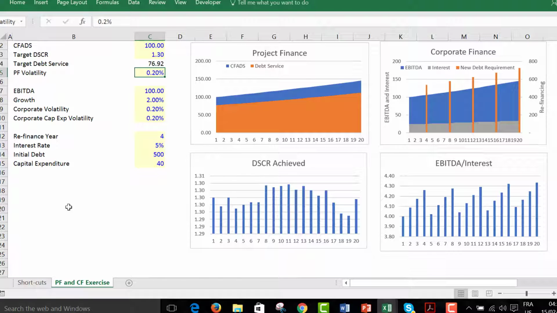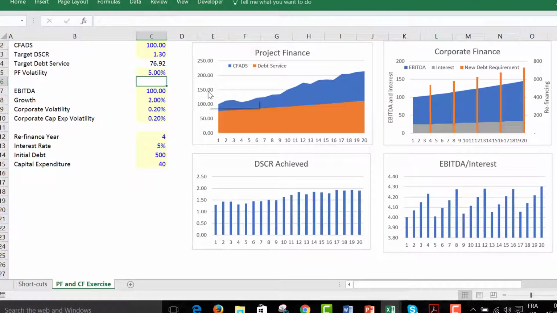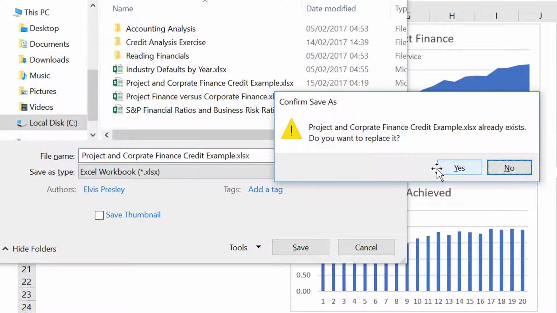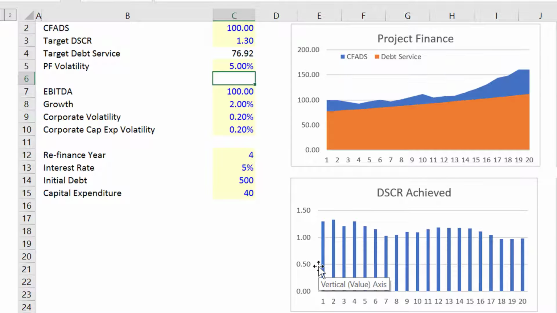Now I put a tiny bit of volatility in, so these DSCRs are very much the same. And I said the project finance volatility, let's make that 5%. And then what you can do is, no, that's stupid. Yes, I want to save it. Now, instead of doing that, let's press Control S. It's just like pressing F9.